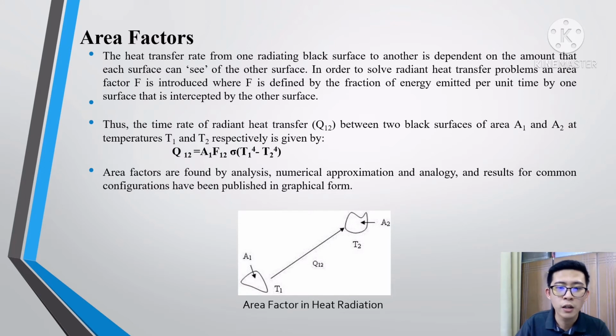For the area factor, the heat transfer rate from one radiating black surface to another is dependent on the amount that each surface can see of the other surface. In order to solve radiant heat transfer problems, an area factor F is introduced, where F is defined as the fraction of energy emitted per unit time by one surface that is intercepted by the other surface. Thus, the time rate of radiant heat transfer between two black surfaces of area A1 and A2 at temperatures T1 and T2 respectively is given by Q12 equals A1 times F12 times sigma times (T1 to the power of 4 minus T2 to the power of 4). Area factors are found by analysis, numerical approximations, and analogy, and results for common configurations have been published in graphic form.